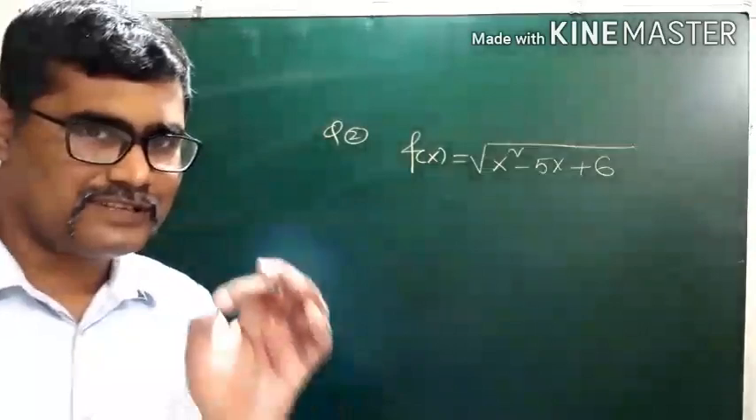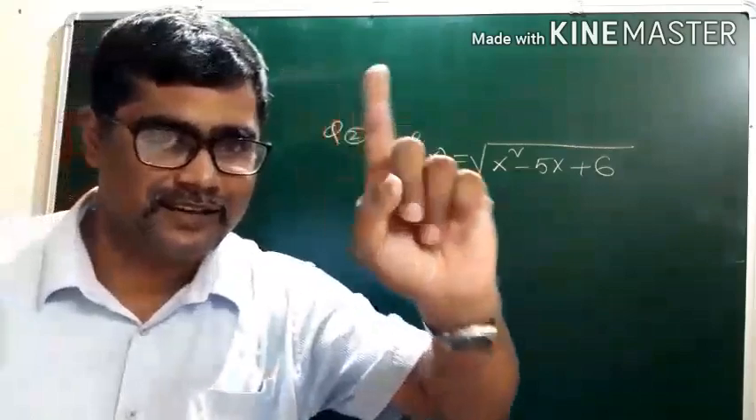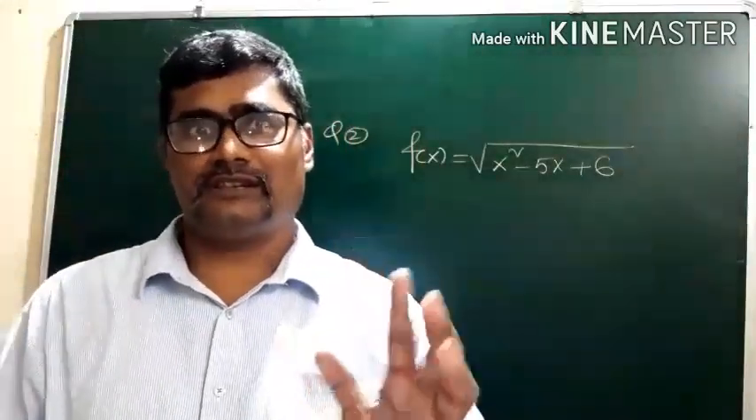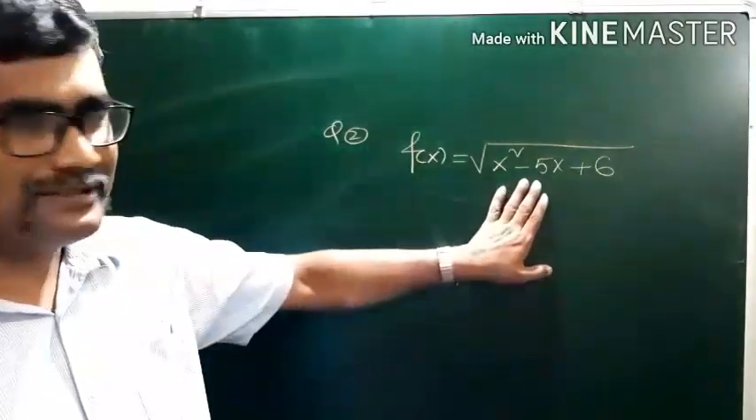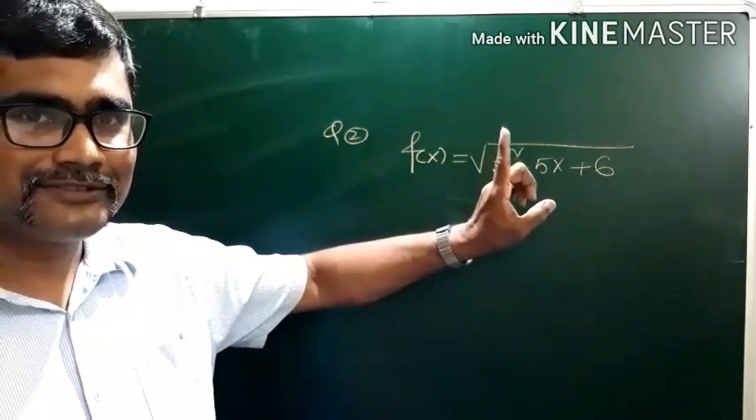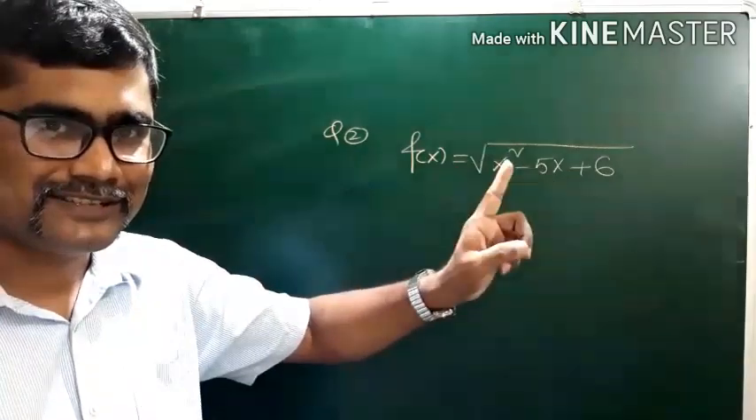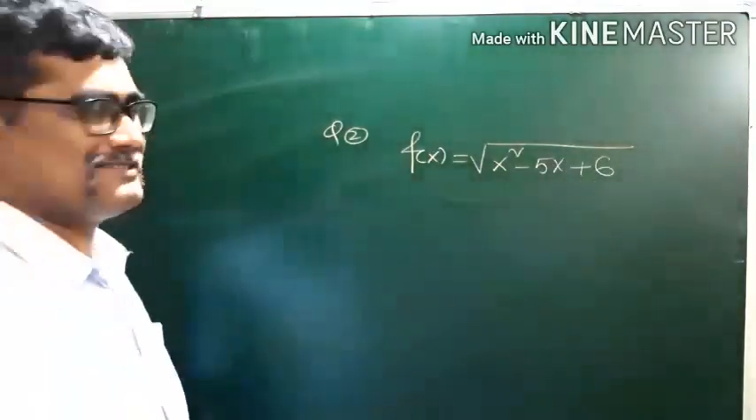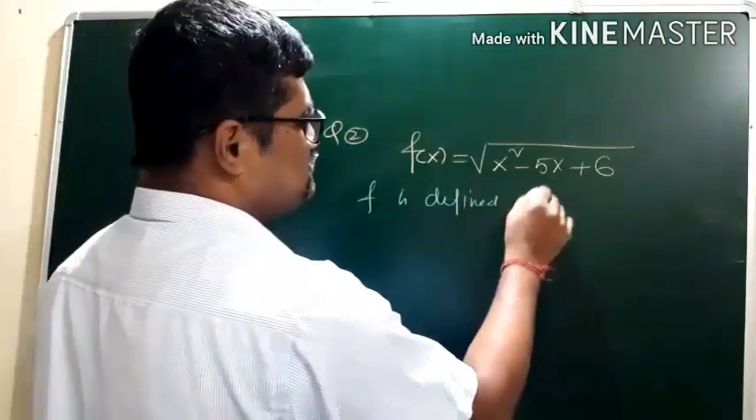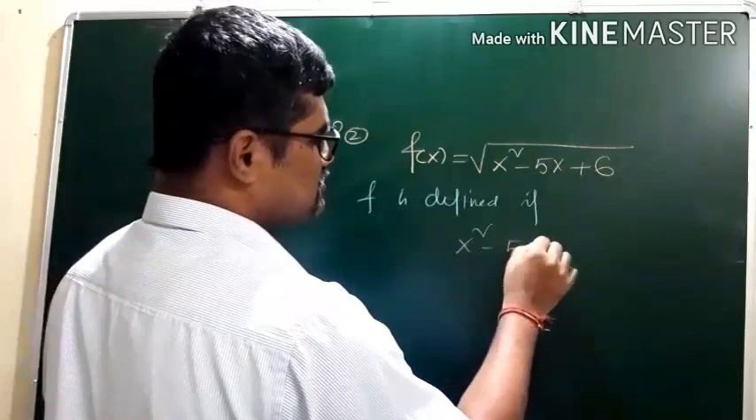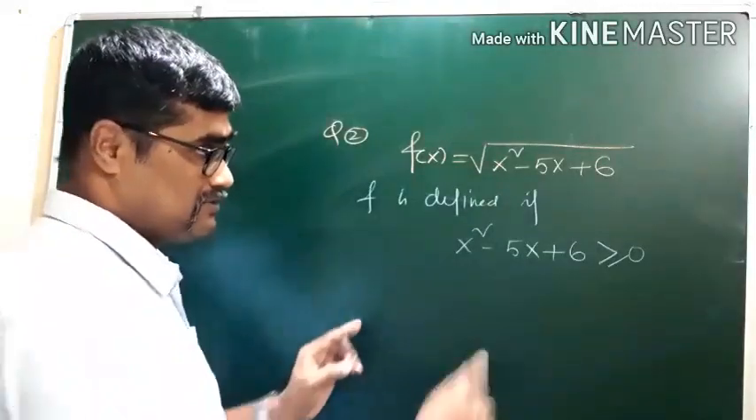So what is the first thing that should strike your mind? If this function is to be defined, what is the first criterion which should hit your thought? It is under the root. Quantities under the root should always be non-negative, greater than or equal to 0. That's the answer. So you can write f(x) is defined if x square minus 5x plus 6 is greater than or equal to 0.